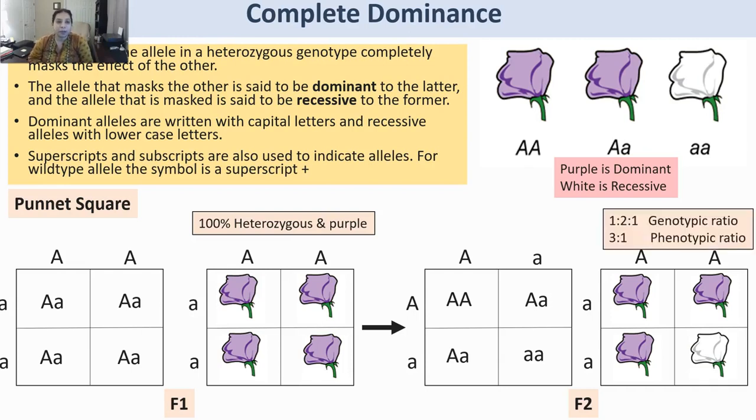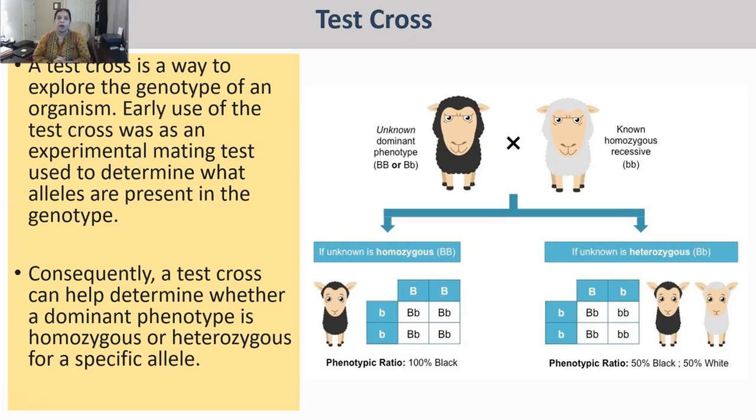So genotypic, the ratio is 1-to-2-to-1, and phenotypic, it is 3-to-1. A test cross is a way to explore if what you're starting out with is a true breeding or a heterozygous individual. In this case, we're looking at the genotype of the individual to try to figure out what it is.